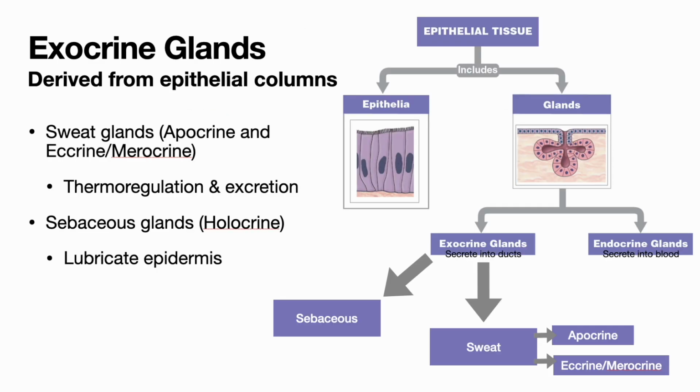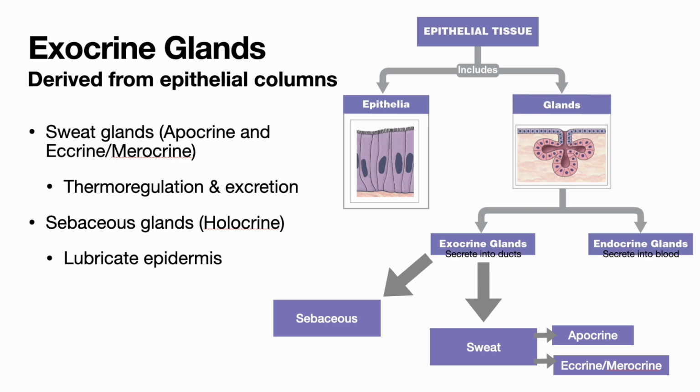Okay, so you have already heard about exocrine glands because in the main tissue types lecture, you would have learned about the different kinds of glands. In the skin, exocrine glands are important. Again, like hair, they are derived from epithelial columns during development. We are focused on two different kinds, sweat glands and sebaceous glands.